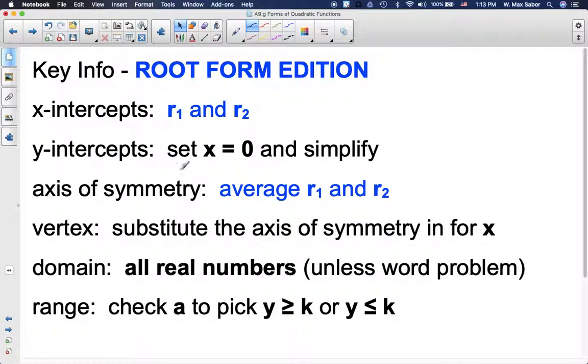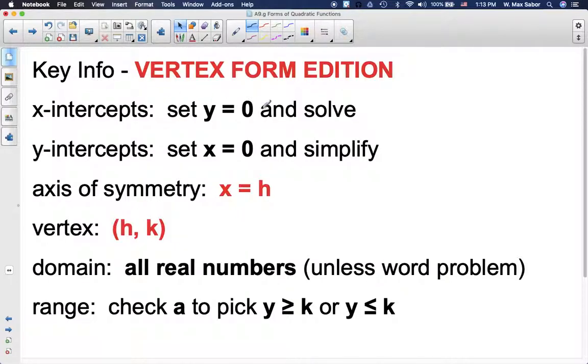For root form, we do our normal setting x equal to 0 for y-intercept. We normally substitute in the axis of symmetry for x for the vertex, all real numbers, check a. For the roots, you're given the roots. It's r1 and r2. For the axis of symmetry, it's averaging r1 and r2. For the vertex form, finding the intercepts is normal, finding the domain and range is normal. The axis of symmetry you're given as h, and the vertex is just h comma k.